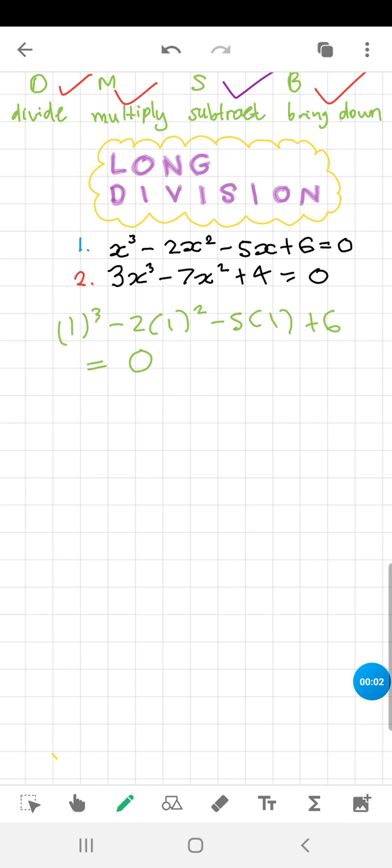Hey guys, today we're going to do long division and synthetic division. And to start off with long division, I'm going to use a somewhat easy example first for people who have no idea what's going on. But if you're already familiar with it, please skip ahead to the second example.